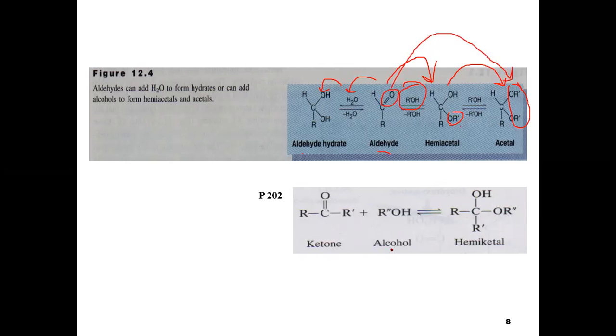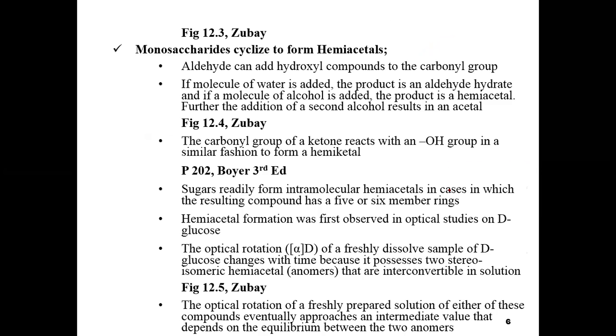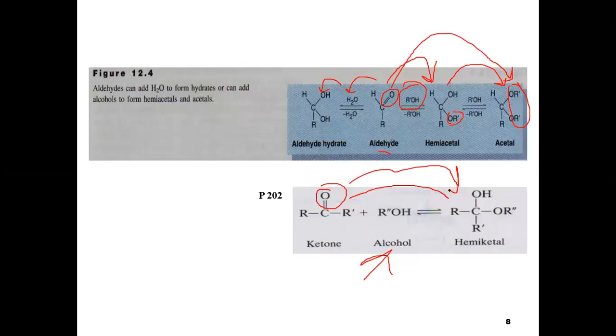Same is the case for the hemiketal group. If the keto sugar, by reacting with the alcohol, by addition of the alcohol obtains one alkyl group, it is called the hemiketal group. The carbonyl group of the ketone reacts with a hydroxyl group in a similar fashion to form a hemiketal group. Here we see it will form the hemiketal group.